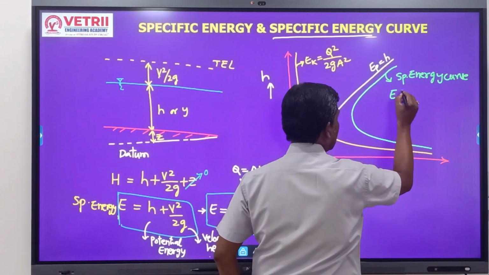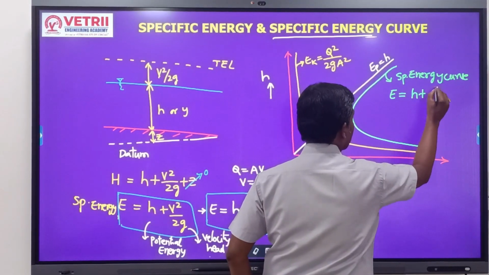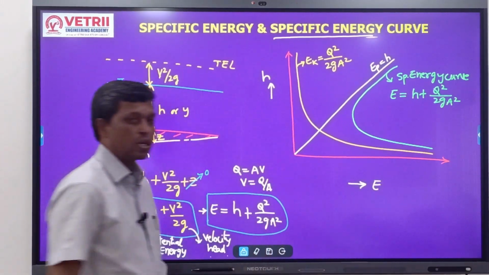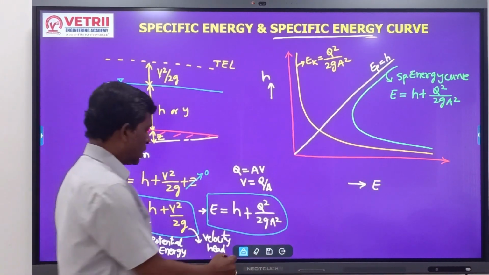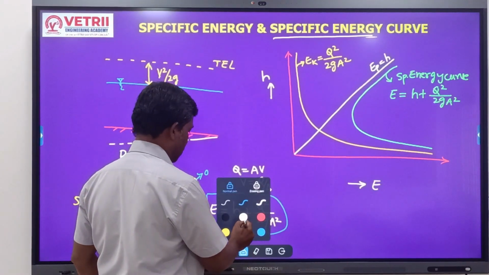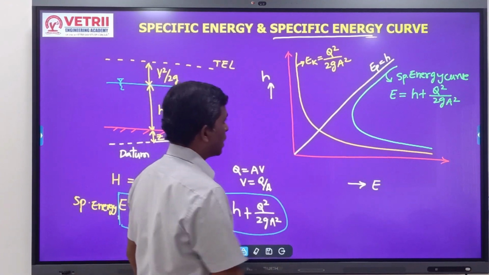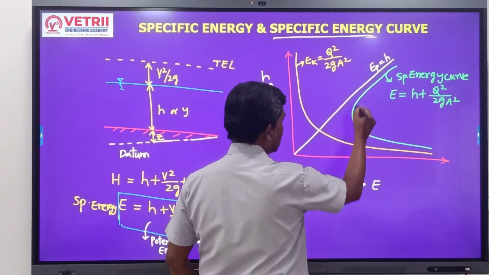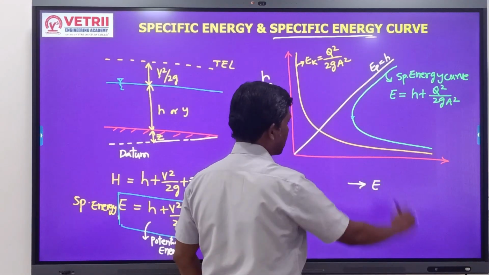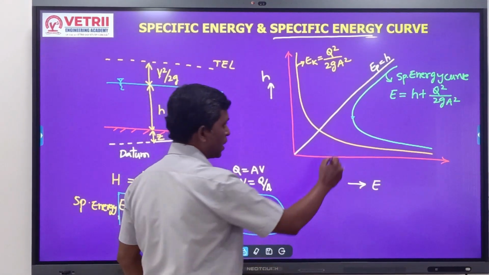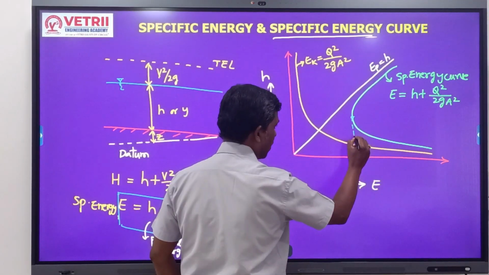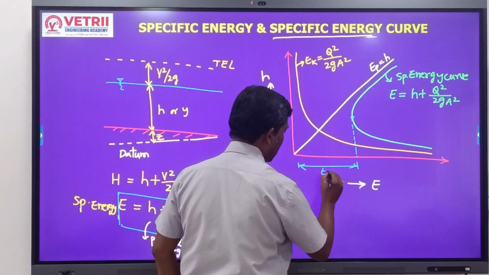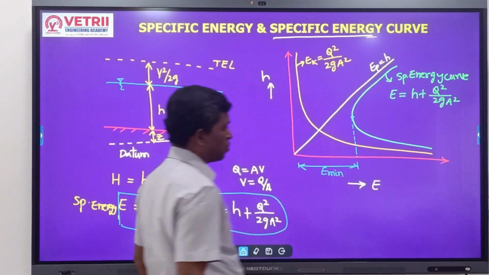So this is E is equal to H plus Q square by 2g A square. This is the specific energy curve. On this specific energy curve, on x-axis we have the specific energy. If I take this point, what does this point represent? This point is nothing but the value of minimum specific energy.